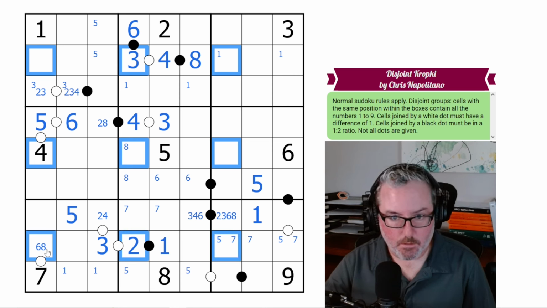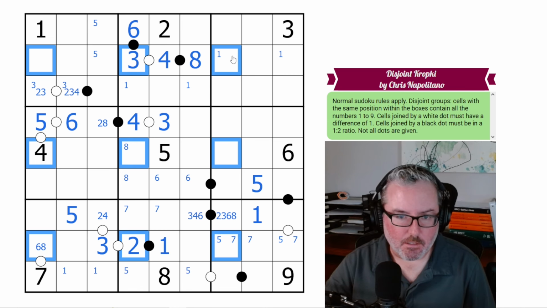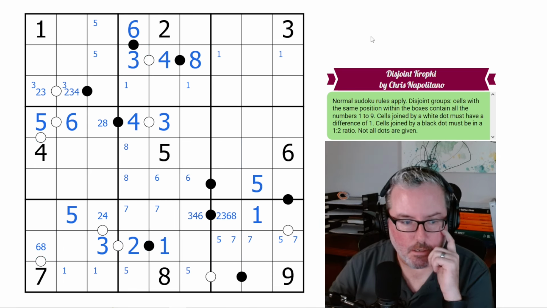Because again, we need to have a 1 in one of these. But there are 3 possibilities. 2, 3, and 4 are taken. 5s. 5 can't go in any of these. It can't go in any of these, and it can't be this one. So the 5 has to be in one of these two. The exact same thing we had in the other one. Just not quite enough. 6s, there are multiple options. 7s are multiple options. 8s have multiple options. And so do the 9s. Okay. So this is not working.